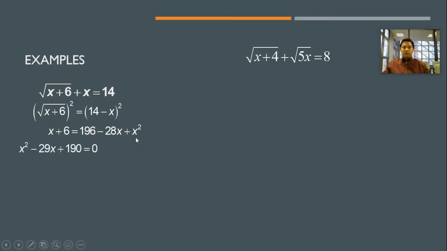Now that we have an x squared, recall how we solve quadratic equations: factoring, quadratic formula, it's up to you. And here we end up with these factors, x minus 19 and x minus 10. Now, since we have two factors, it gives us two possible solutions, x equals 19 or x equals 10. Take note that I said possible solutions. x equals 19 or x equals 10 are only possible solutions because of this.